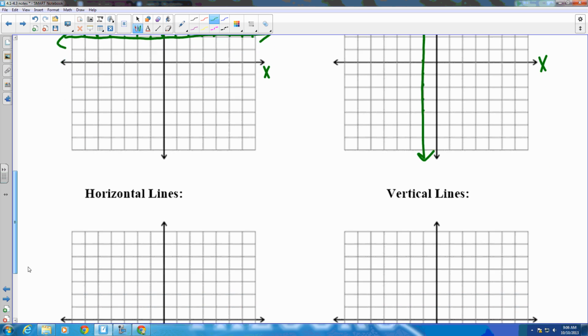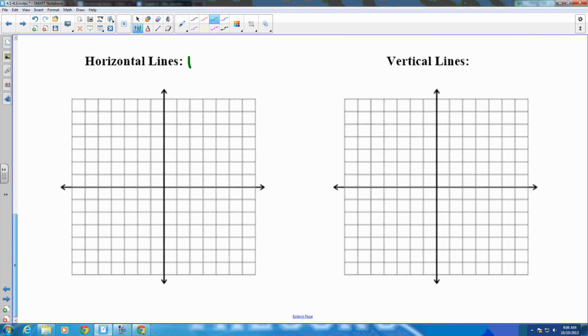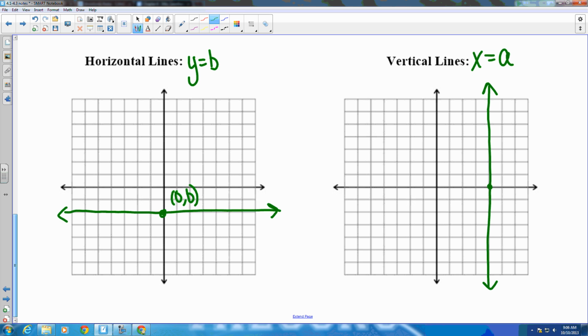So to sum that up, horizontal lines are always in the form y equals b, where b is some number, and vertical lines are always x equals a. The horizontal line y equals b is going to go through this point down here, 0, b, and the vertical line x equals a is always going to go through this point, which is a, 0. So try not to get those confused between the horizontal and the vertical lines.